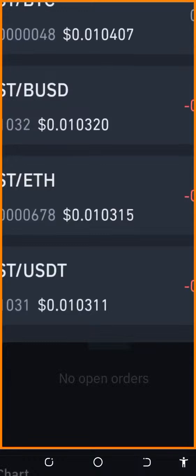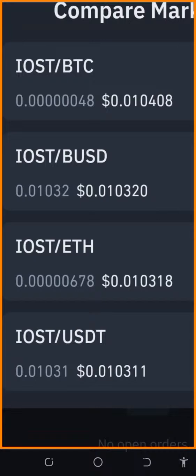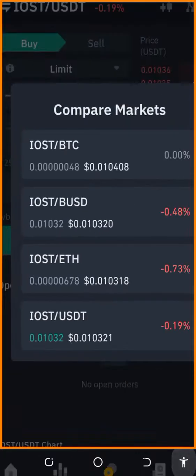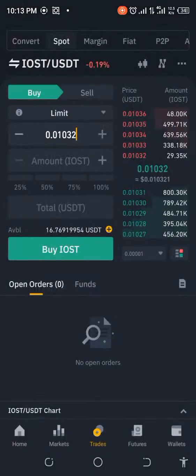Okay, so let's see if there is an opportunity here. Well, we can see that this is IOST, and the lowest here should be IOST USDT, while the highest here is IOST BTC. Let's go ahead and simulate that very quickly. Let's hope that we won't lose out on this. So we'll just quickly simulate this with what we have.